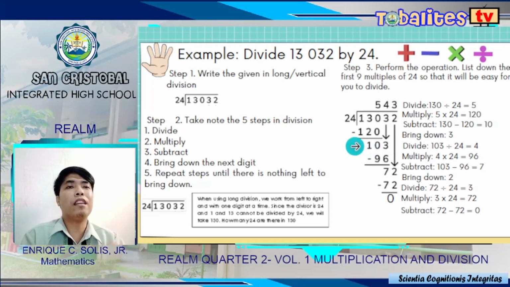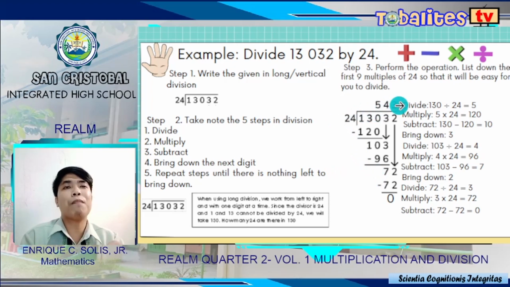So 103, after bring down, we will proceed again with division, or we will repeat step number 1. 103 divided by 24, we have 4. And then second step, 4 times 24, we have 96. And then subtract 103 minus 96 is 7. And then next step is bring down 2, so we will have 72. And then repeat step 1, which is divide. 72 divided by 24 is 3.